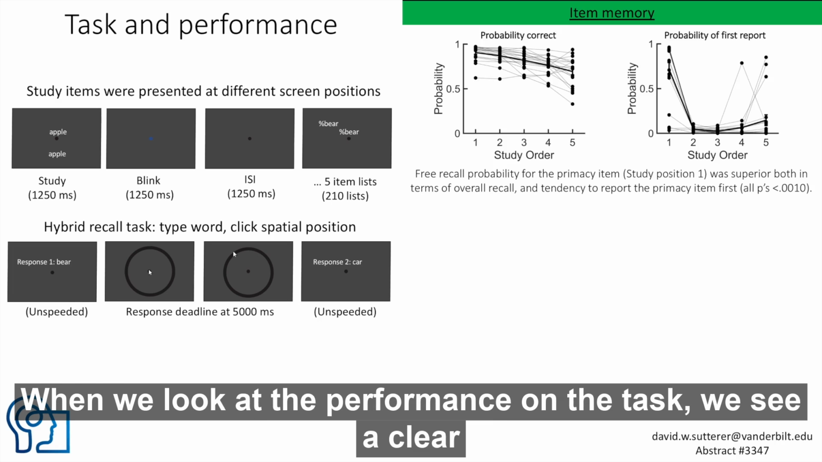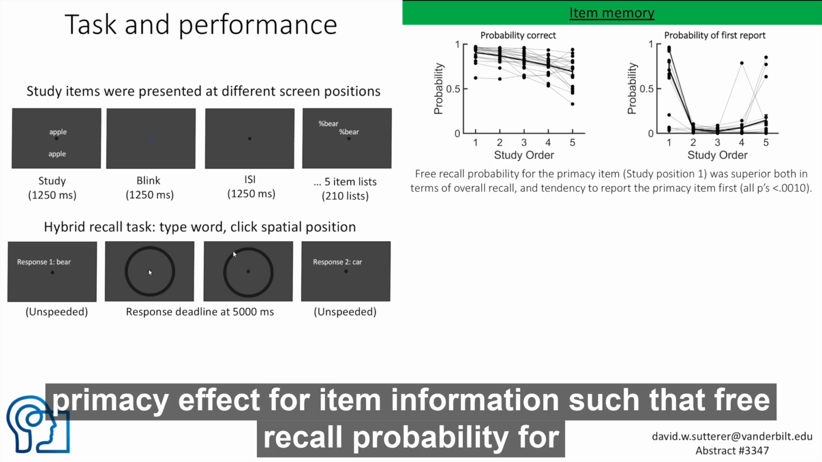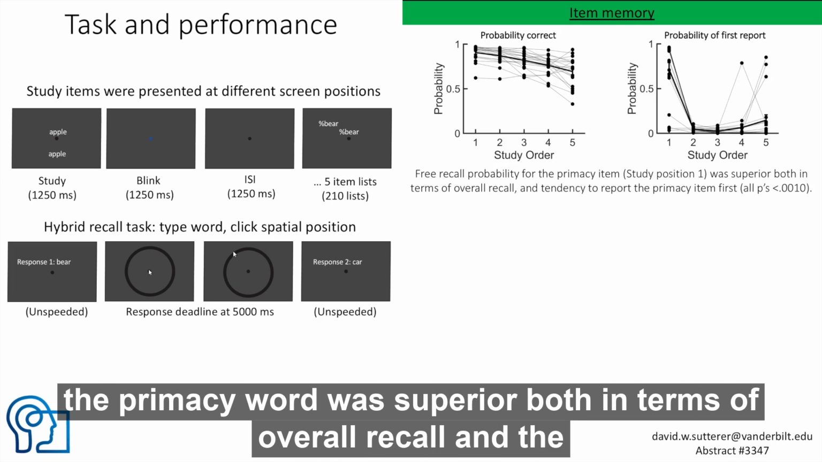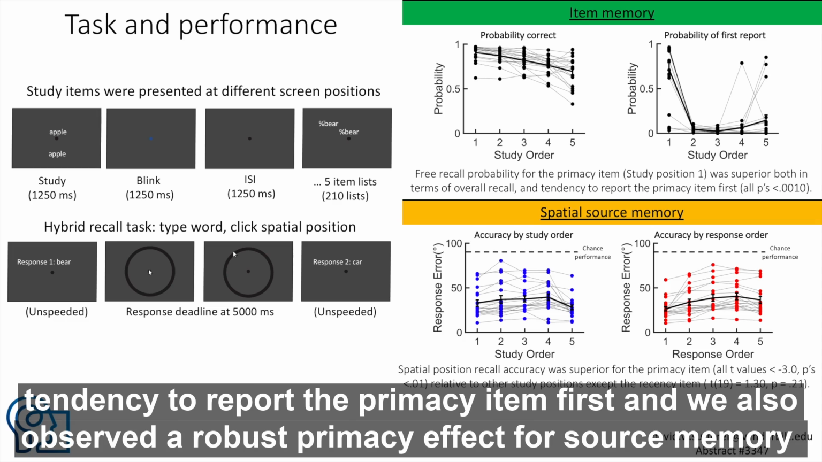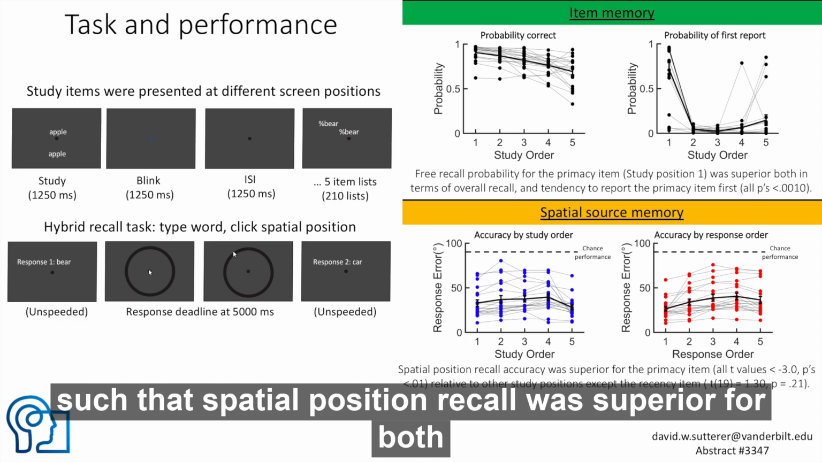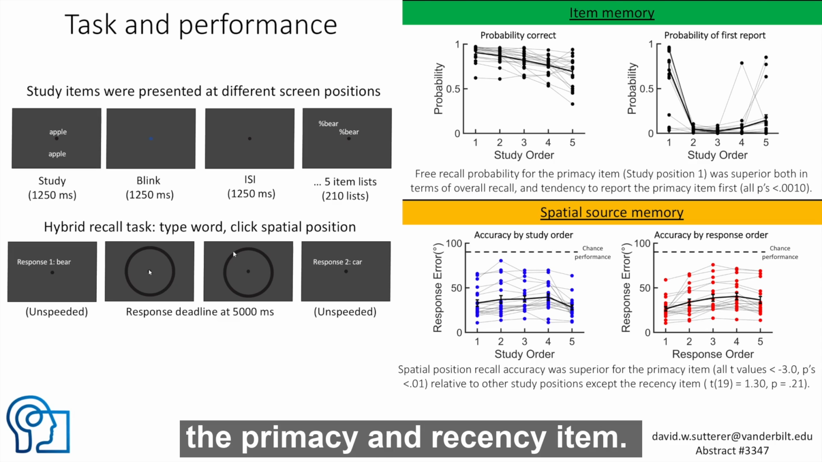When we look at the behavior, performance on the task revealed a clear primacy effect for item information, such that free recall probability for the primacy word was superior both in terms of overall recall and the tendency to report the primacy item first. We also observed a robust primacy effect for spatial source memory, such that spatial position recall was superior for both the primacy and the recency item.